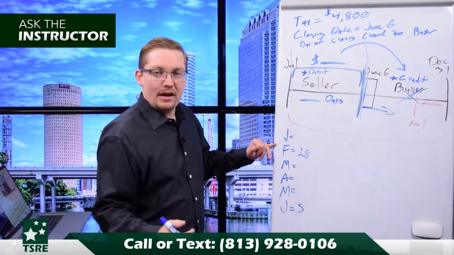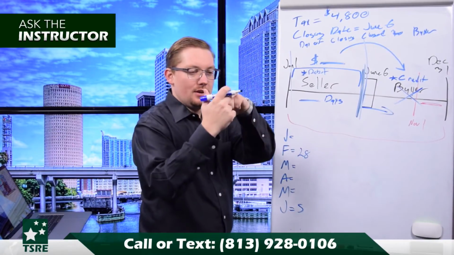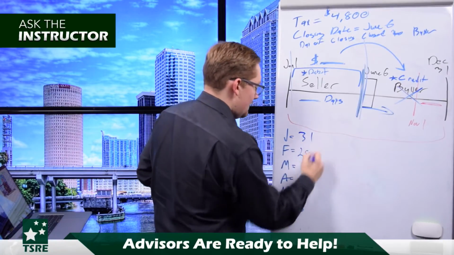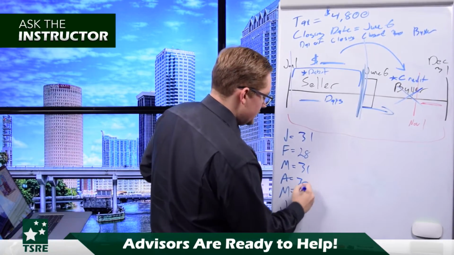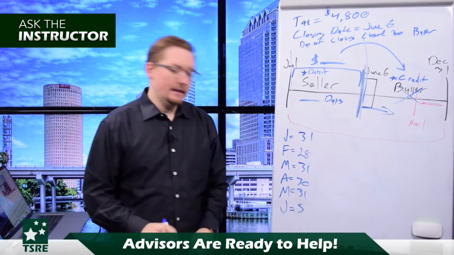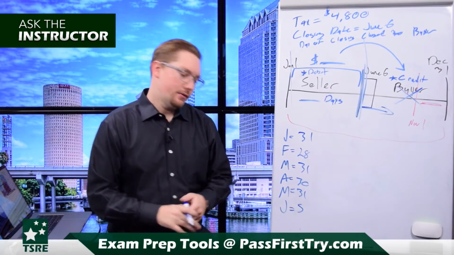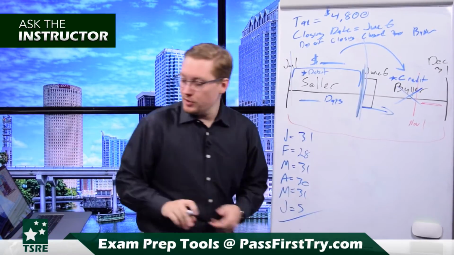So for February, we've got to remember it's 28, but then just going across: January, February, March. January is 31 days. February is 28. April is 30. May is 31. And then June, we've got 5 days we're accounting for. Now, this is where you want to be careful.